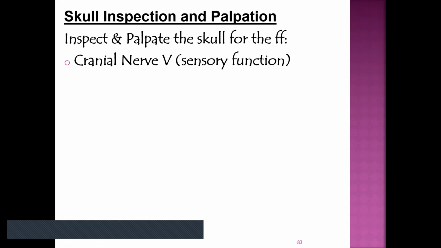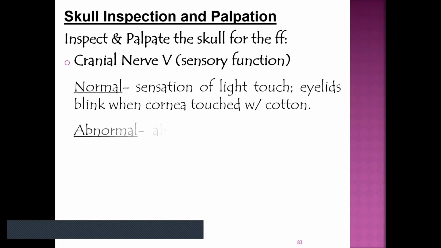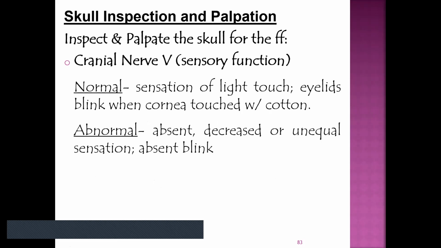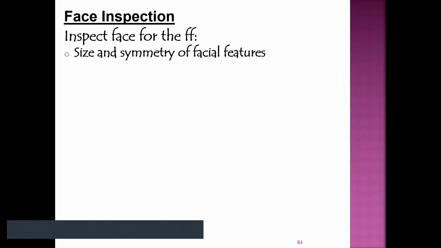close the jaw. In terms of sensory function, this time in cranial nerve 5, the sensation of light touch is expected. The eyelids blink when the cornea is touched with cotton. Now, in terms of abnormal findings, we have absent, decreased, or unequal sensation. So maybe there is little to absent ability of your patient to blink. These are expected for people who have problems in cranial nerve 5.